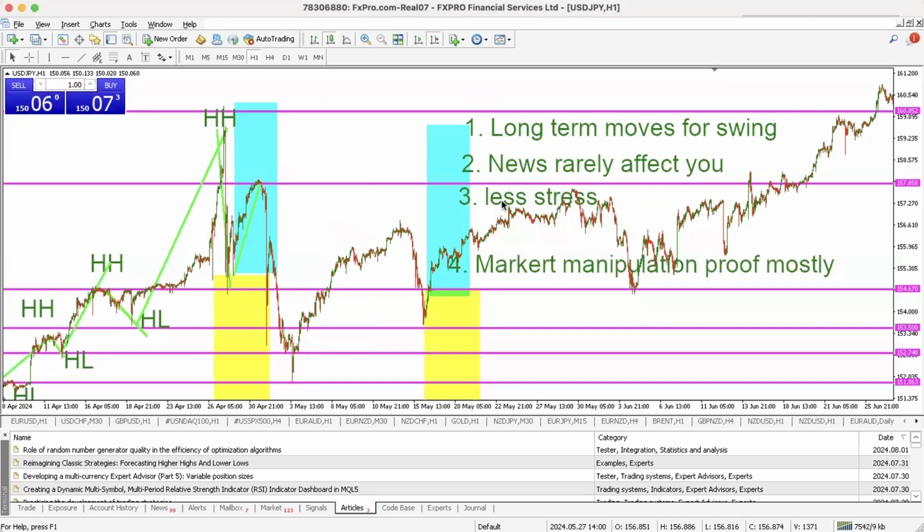So guys, I hope this video is helpful. These are the 4 reasons why I recommend having a bigger stop loss on your trading.